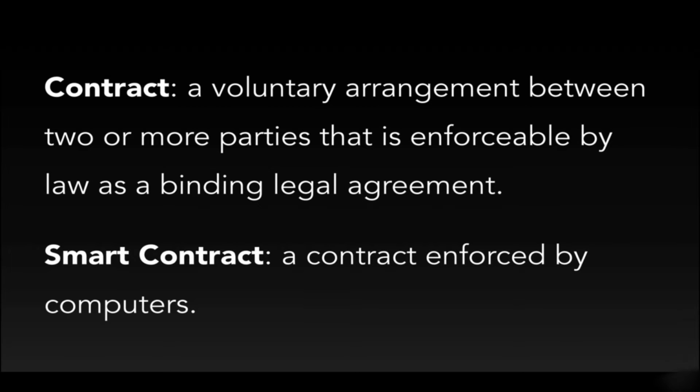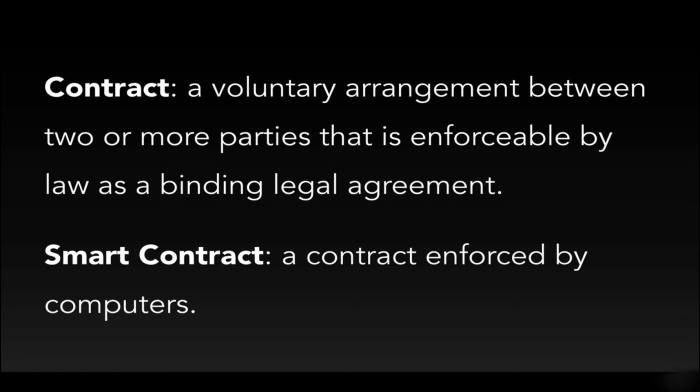Why is it called a smart contract? So first, the definition of a contract. A contract is a voluntary agreement between two or more parties that is enforceable by law as a binding legal agreement. Now, in contrast, a smart contract is a contract, same definition, but it's enforced by computers.